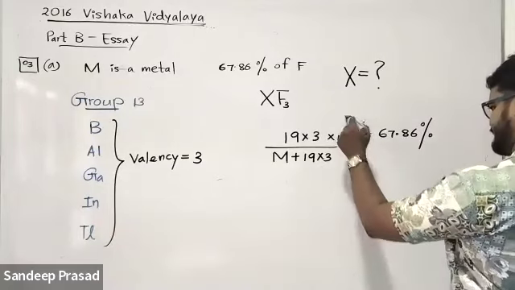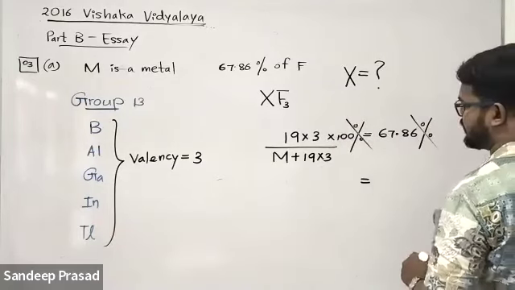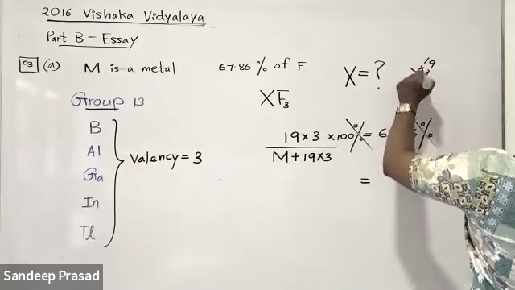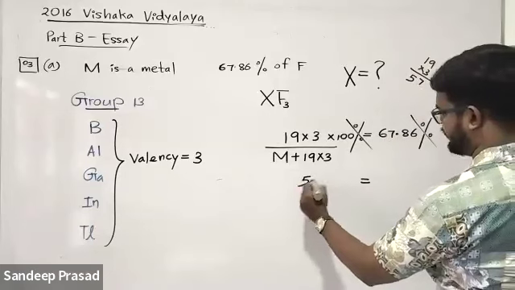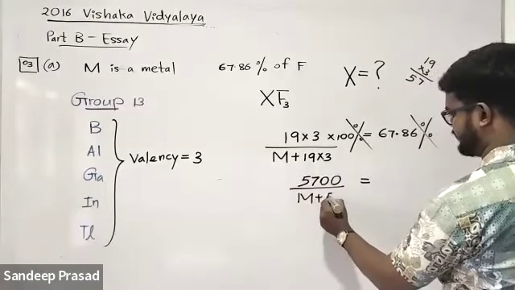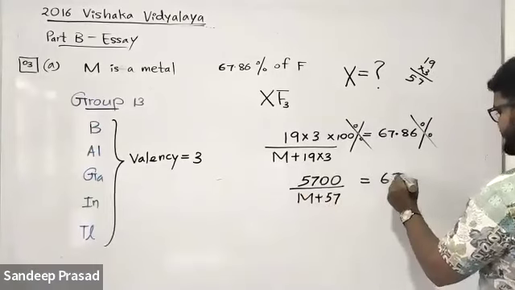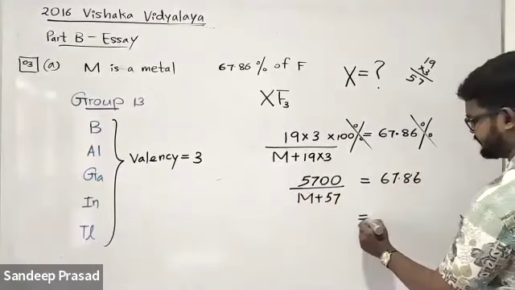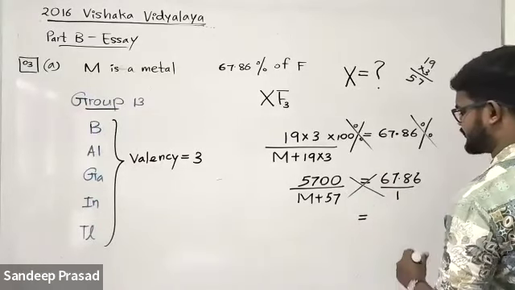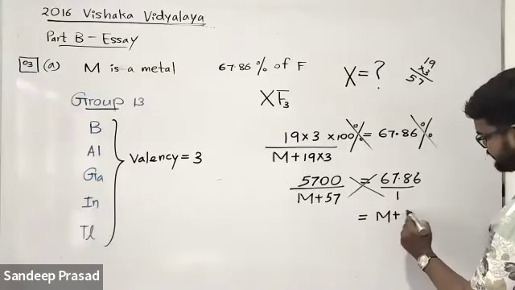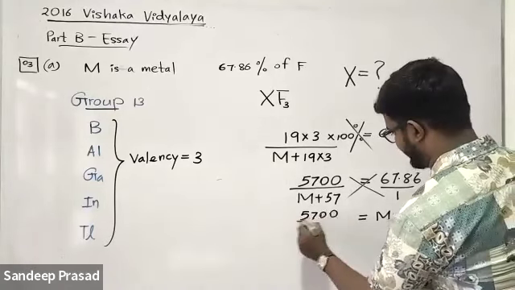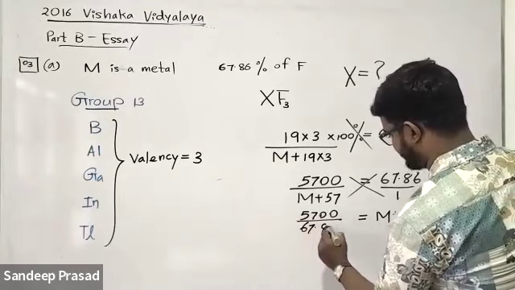We know that the percentage symbol will cancel off. And we have 19 multiplied by 3. What is the answer? 57. So therefore, 5700 divided by M plus 57 is 67.86. Then do the cross multiplication. When you do the cross multiplication, I can take here M plus 57 equals 5700 divided by 67.86.